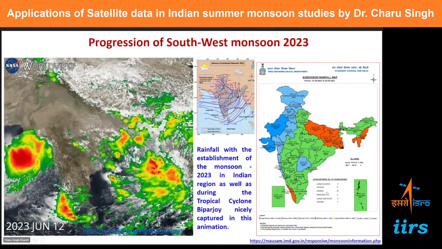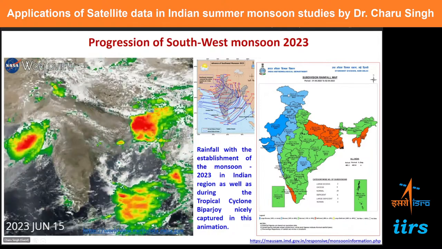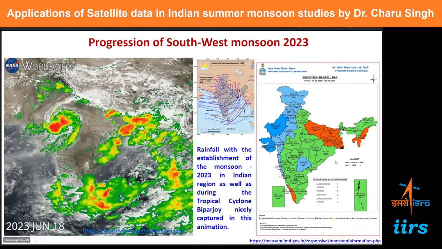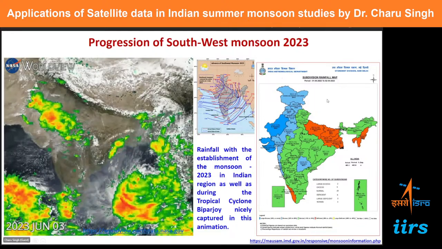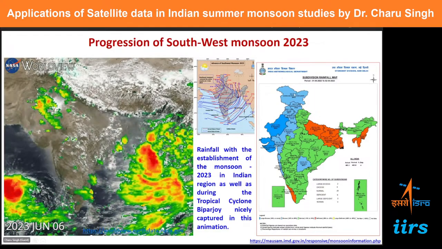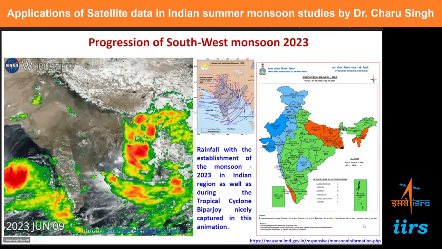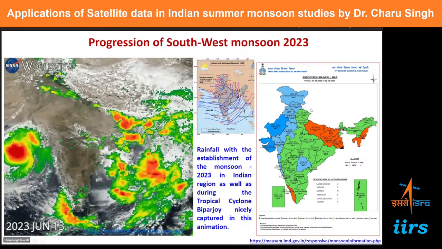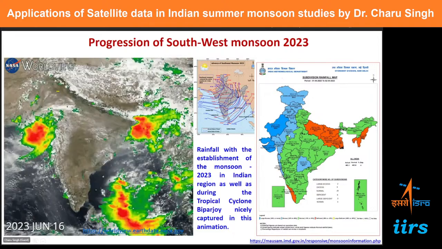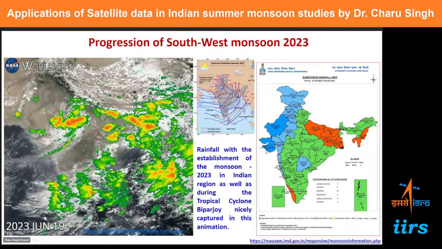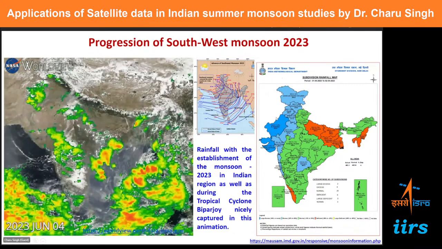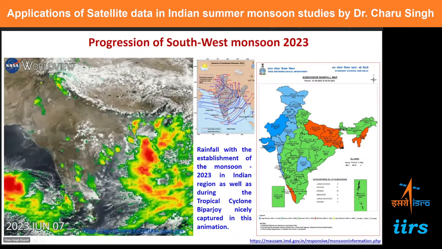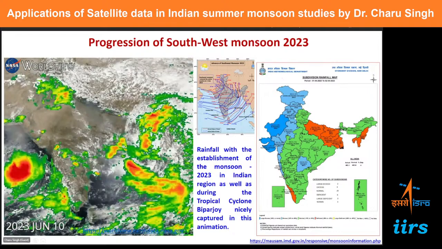This figure is basically showing the amount of rainfall received over the Indian region as per the various meteorological subdivisions defined by IMD. If you compare these colors with the color legends mentioned here, for most of the Indian region, this green color is basically the normal monsoon season rainfall, and blues are the excess rainfall. So this particular part received a good amount of rainfall in the beginning of the season itself because of the cyclone Biparjoy.